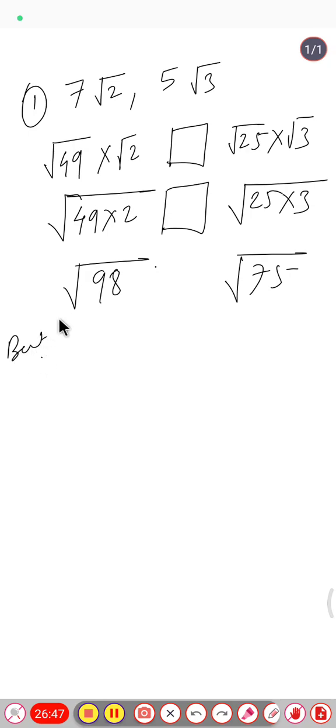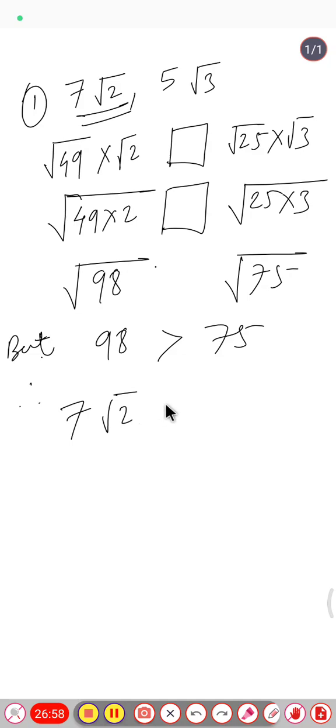Okay, but 98 is greater than 75. Therefore we can say that 7 root 2 is greater than 5 root 3. All of you understand how we compare the given surds with other surds? That is all about it.